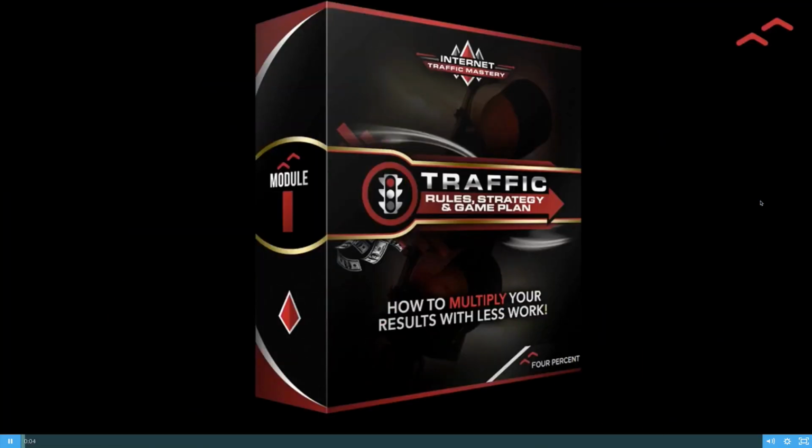Here we go. Module number 1: rules, strategies, the game plan. Let's get to work, right? So we've got a lot of groundwork to cover here. So before we get into the specifics on traffic generation ideas and strategies and avenues and all these things that most people think that they need to understand, right? Which of course you do. You need to know where to get traffic from and how to do that. Before we get to that, okay, the most important thing that we need to understand is the game of traffic, right?